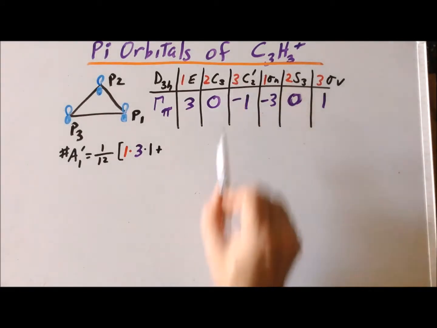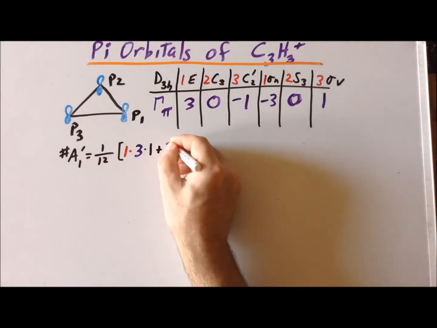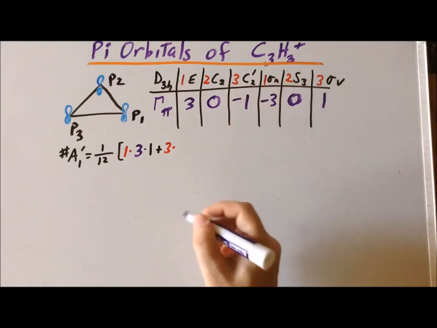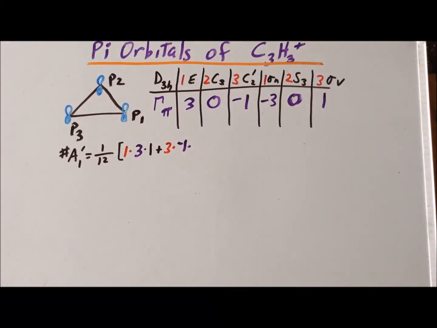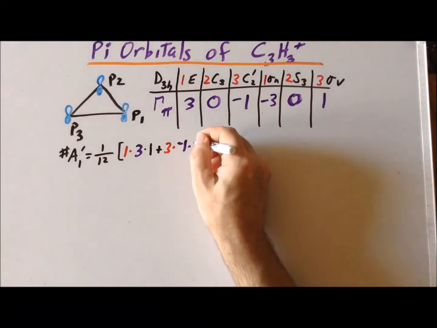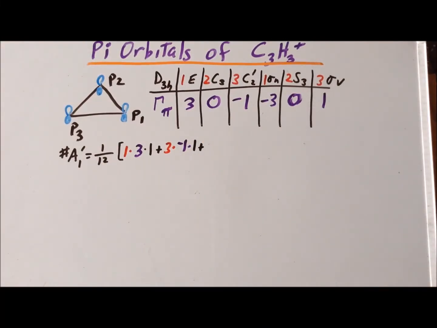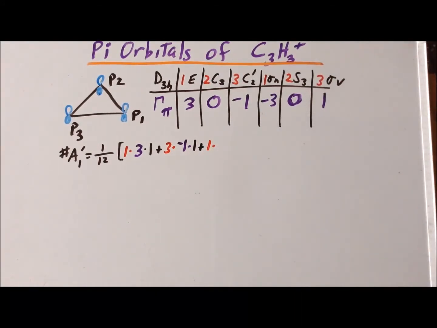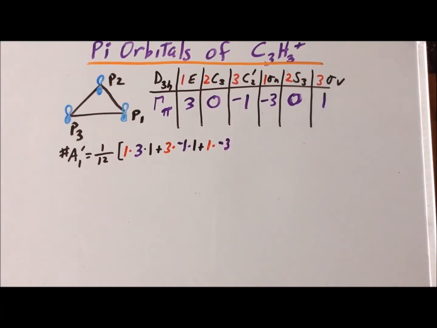So our next class to work with is the 3 C₂', so 3 operations in the class. The character from the reducible representation is a -1, and the character from the irreducible representation is a +1, so we have -3 there. Now for sigma H, the number of operations in the class is 1. The character from the reducible representation is a -3. And the character from the irreducible representation is a +1.